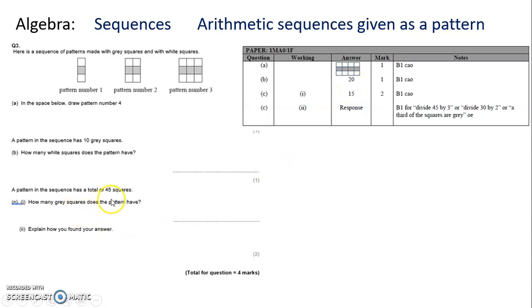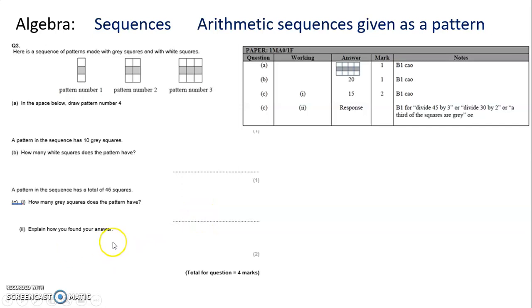A pattern in the sequence has a total of 45 squares. How many grey squares does the pattern have? So the way I see this is as a pattern split into thirds. 2/3 are white and 1/3 is grey. So if I divide 45 by 3, I'll get 15. So my answer is 15.